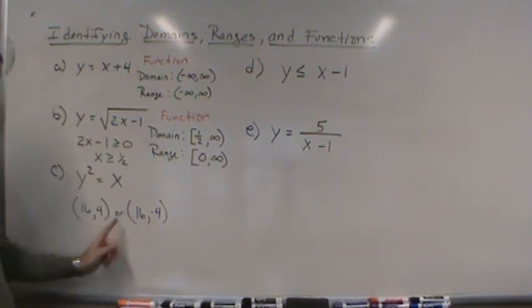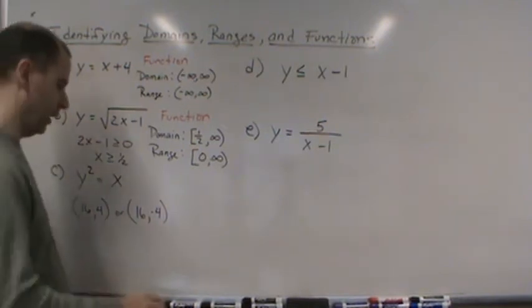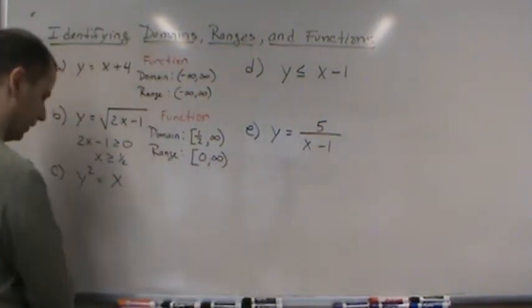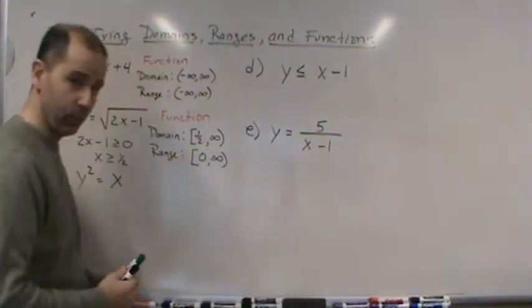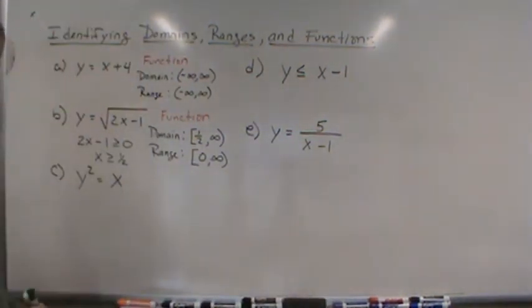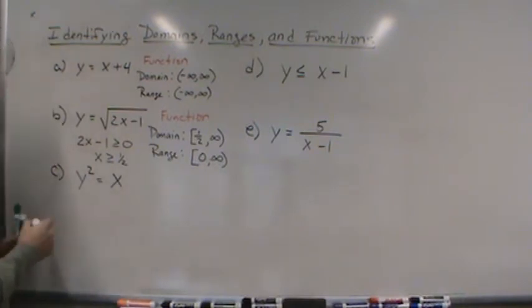Remember the definition of a function when we were looking at that. Ordered pairs: if I have the same x value but different y values, it's not a function. And all you have to do is come up with an example that works, like this one. And again, that's not the only one. You could have used any perfect square. So this is not a function.